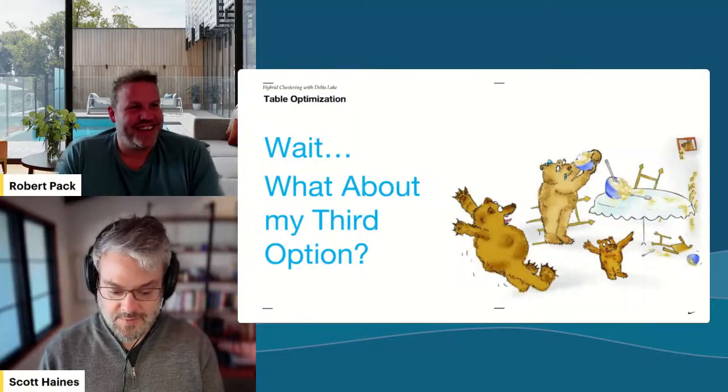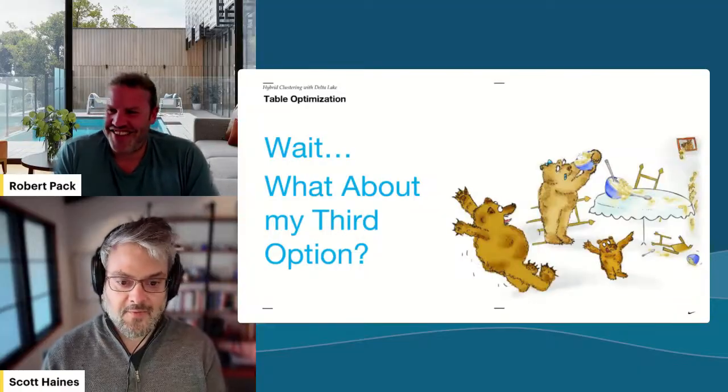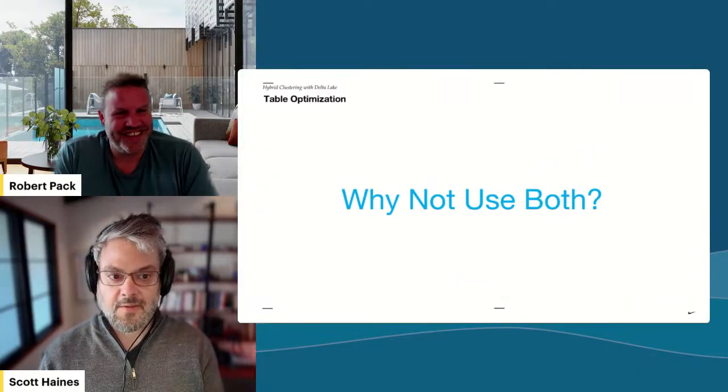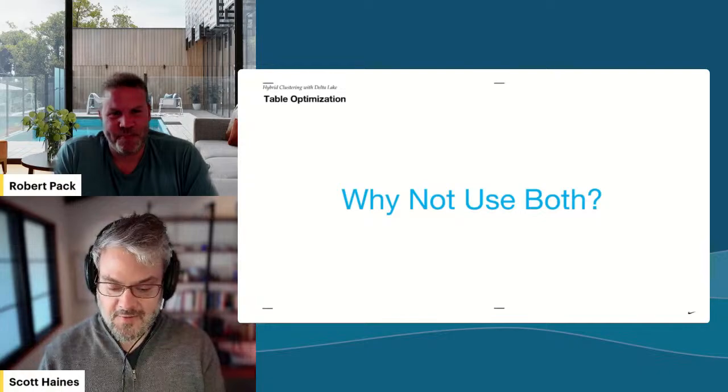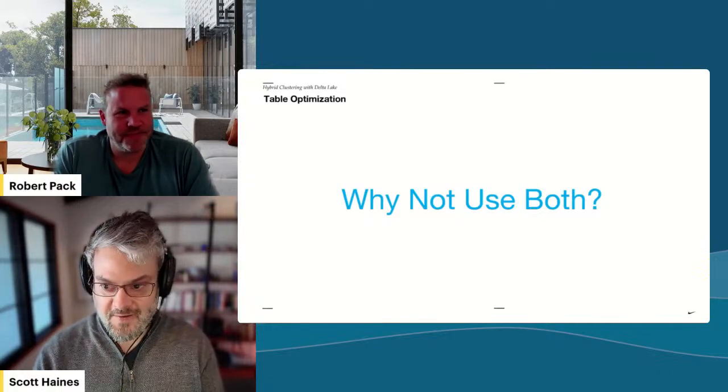All right, so going back to Goldilocks, what's our third option? We brought up the two: we have hive-style partitioning, and we've got liquid clustering. We sort of already buried the lead, but the third option is essentially, why not use both? And you can't use both in the same table, and that's there for a reason.